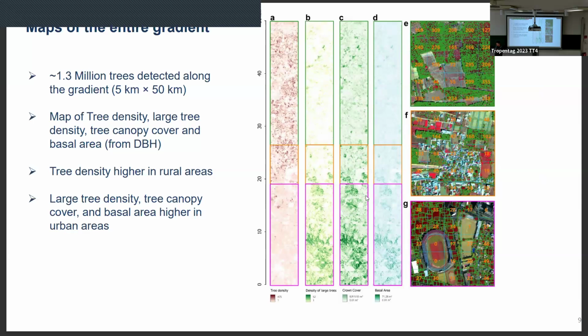Only the tree density, which is figure A, has a large tree density, which means the pixel is darker in the rural area, but the density of large trees, the tree crown area and the basal area are all larger in the urban area.